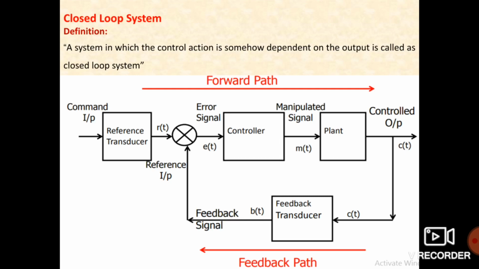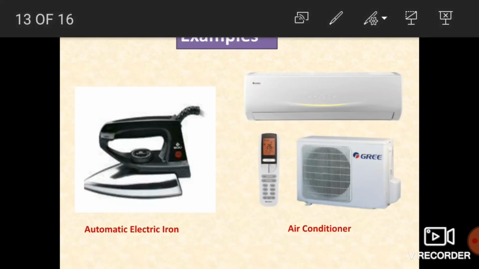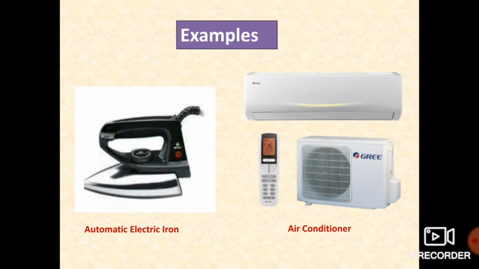So in a closed loop control system, we have a feedback. This feedback is provided to maintain automatic correction in the output depending upon the variation, that is, depending upon some noise or variation in input. So this is a closed loop system. For this closed loop system, we have seen the example of the automatic electric iron, and now we are seeing another example, that is the air conditioner.